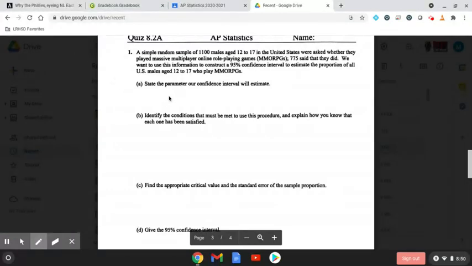So our parameter of interest, we talked about that yesterday. Our parameter, right? Let me just make sure I have this writing tool up. There we go. Is the true proportion of U.S. males 12 to 17 that play these games.